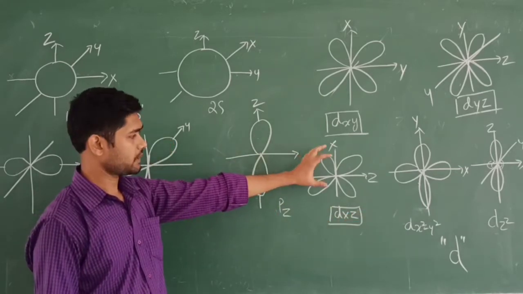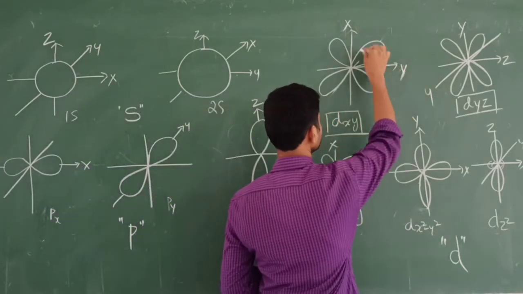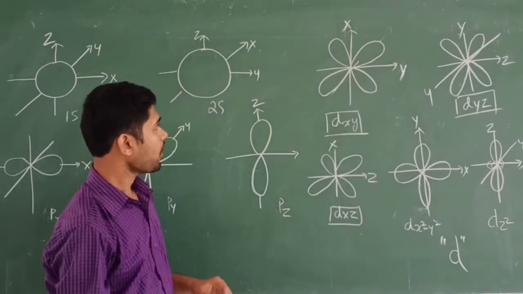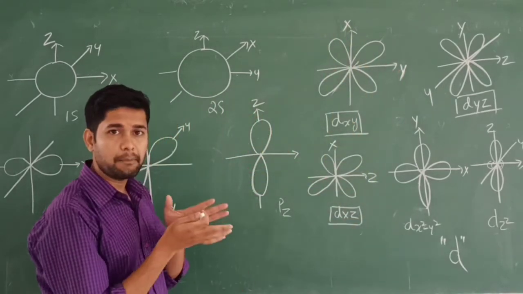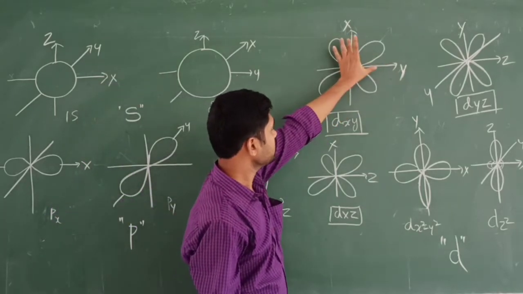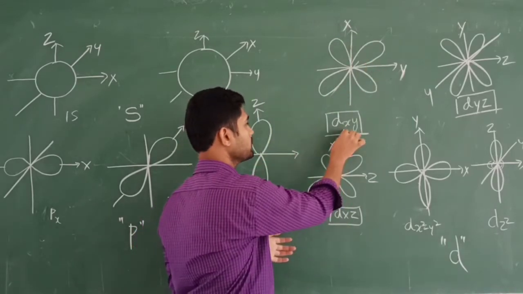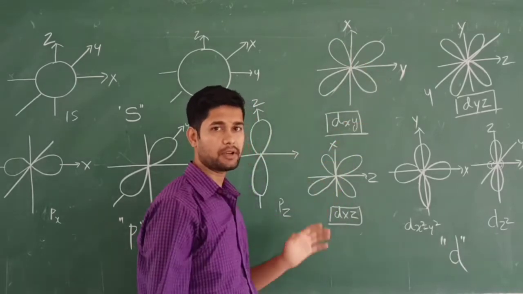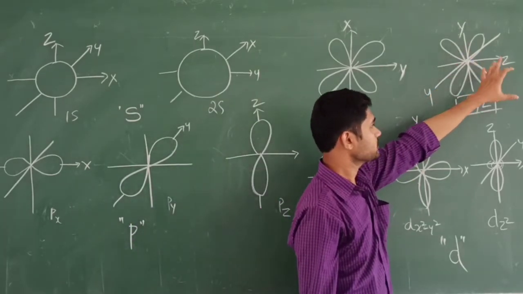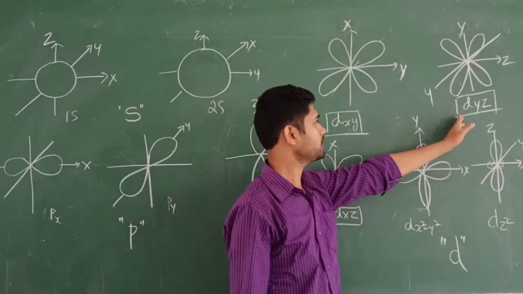When you look at these diagrams, you should just see the axes, right? This is the y-axis, this is the x-axis. These are orbitals placed in between the axes. Suppose this is the x-axis and y-axis. Between these x-axis and y-axis, orbitals are located. That is dxy. These are very important diagrams. Coming here, between the y-axis and z-axis, the orbitals will be located. Its name is dyz.